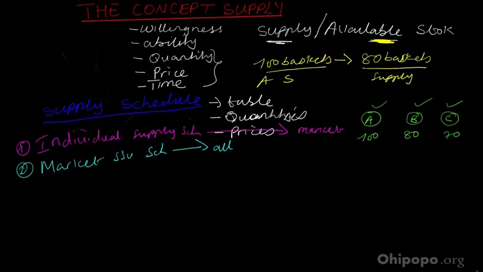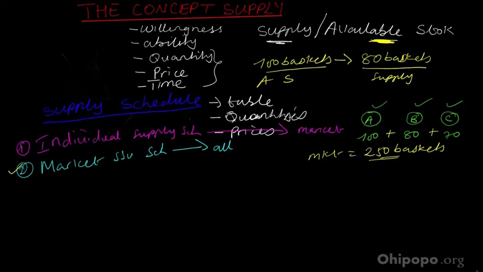So the market supply now becomes what? The summation of this. When you sum up all of these, it will now be equal to 250 baskets. So this is now the market supply. And as I earlier said, in economics, we are focused with what? The market supply.